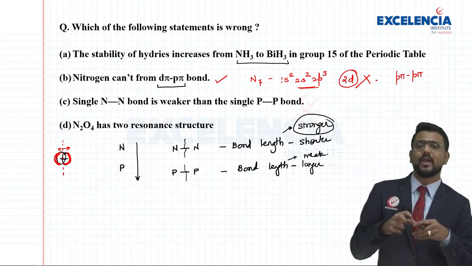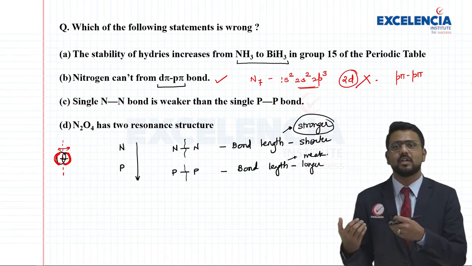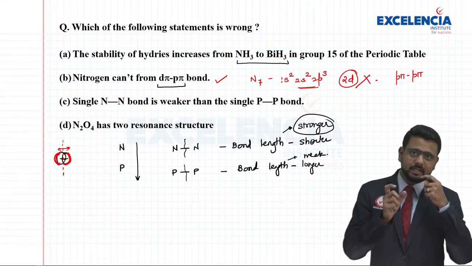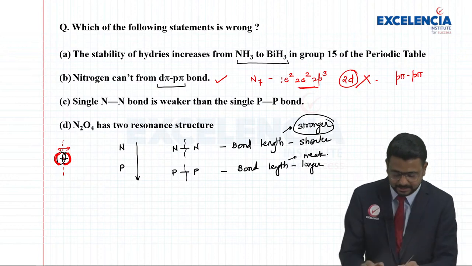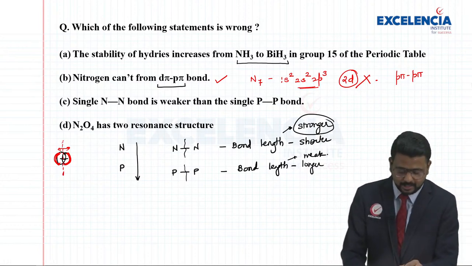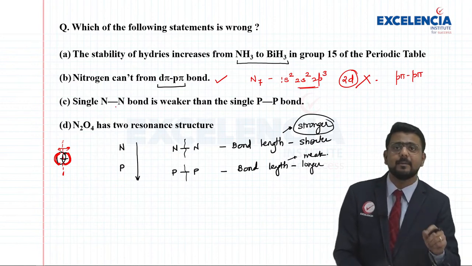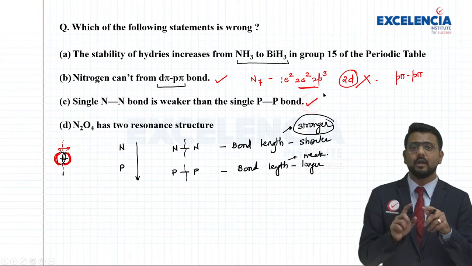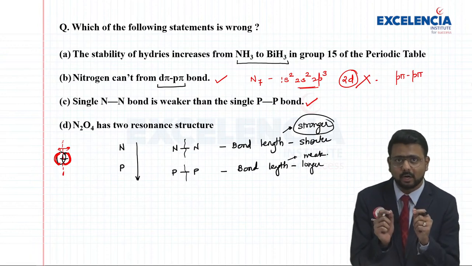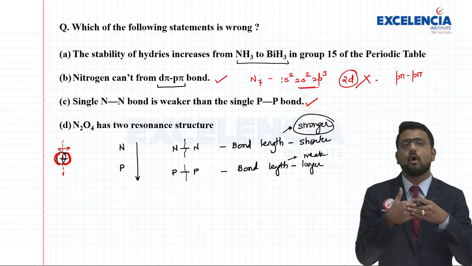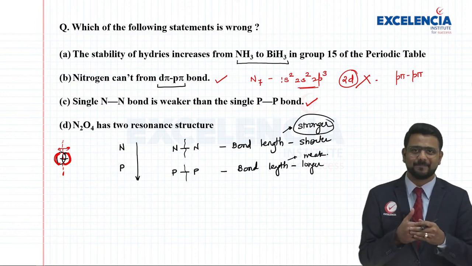So it is going away from the conventional reasoning, right? If the bond is shorter, the bond should be stronger, but in this case, because of the inter-electronic repulsion, it is going to be a weaker bond. So we can definitely say that the single N-N bond is weaker than the single P-P bond. Why? Because in the P-P bond, even though it is a relatively longer bond, the repulsion is not that high, and that's the reason it will hold on to the single bond strongly, right?